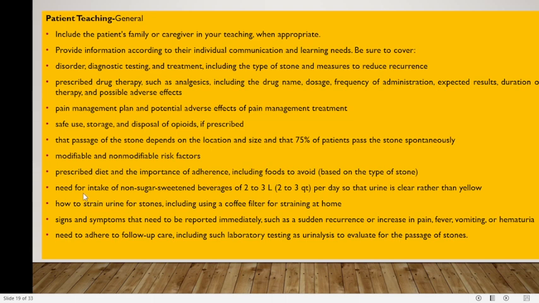We need to talk about the intake of non-sugar sweetened beverages, about 2 to 3 liters, that is majorly water per day, so that urine is clear rather than yellow. We need to talk about how to strain urine for stones, including using a coffee filter for straining at home. We need to talk about the signs and symptoms that need to be reported immediately, such as sudden recurrence and increase in pain, fever, vomiting, or hematuria.